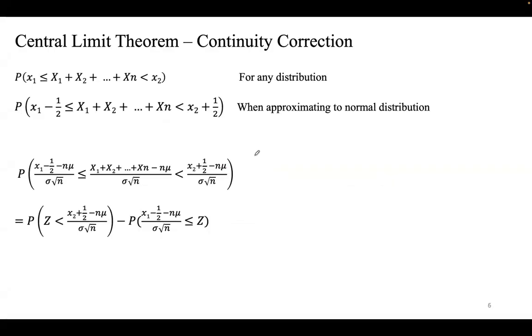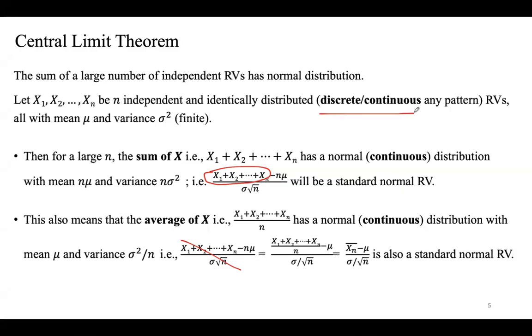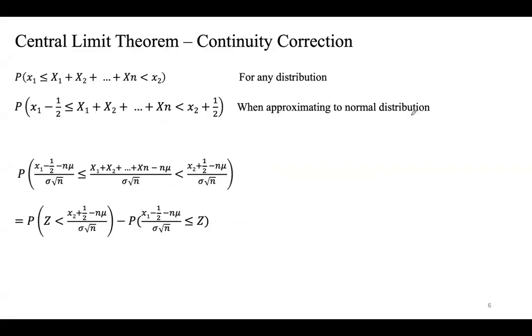Just one thing that needs to be remembered when you're applying the central limit theorem: we said that it can be applied to anything, discrete or continuous, right? When you're converting a continuous random variable into a continuous random variable, then it's fine. But when you're approximating a discrete random variable with a continuous random variable, you add these plus halves and minus halves to whatever limits you are interested in. Okay, so that's all.